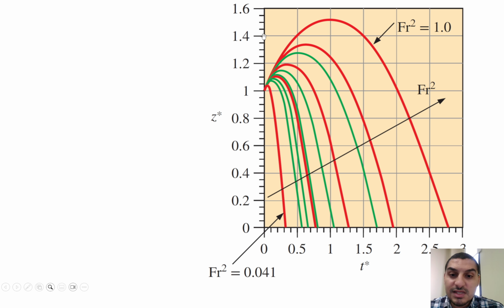This Z star is the ratio of the height to the original height, and it doesn't take into account the actual value of the original height. It's giving the ratio. So it works for a system that is 10 meters big, 20 meters big, 50, 100, 1,000 meters big, it doesn't matter. Okay, so this is a universal chart that can be used to express any system.